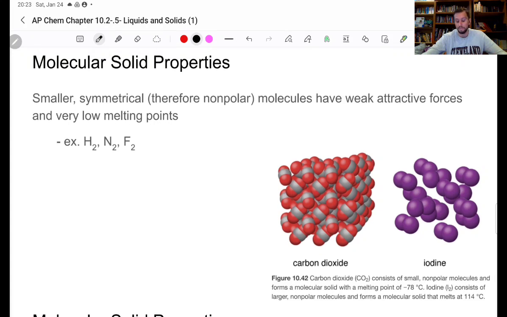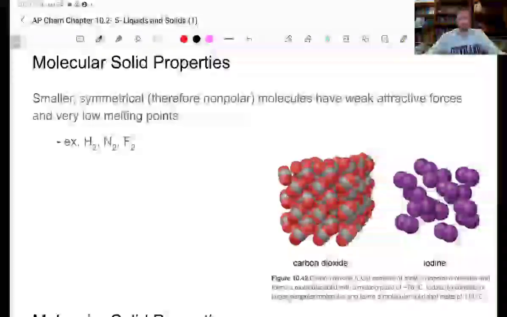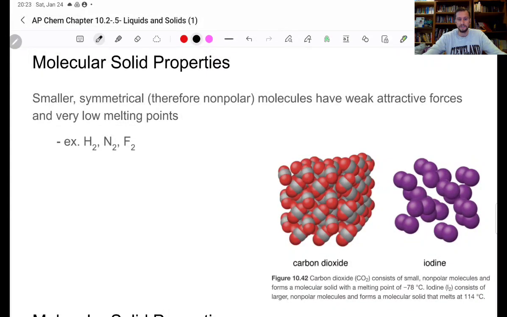Therefore, a nonpolar molecule, or sorry, I'm running ahead of myself. In terms of molecular solid properties, smaller, symmetrical, and therefore nonpolar molecules have weak attractive forces and very low melting points. For example, hydrogen, nitrogen, fluorine have very, very low melting points because they're all molecular solids and their London dispersion forces are very, very weak.